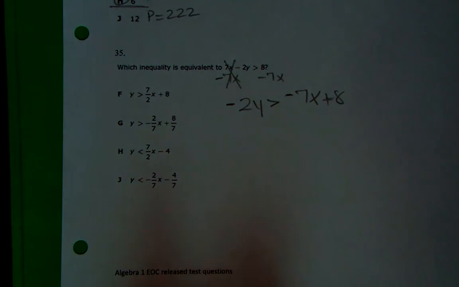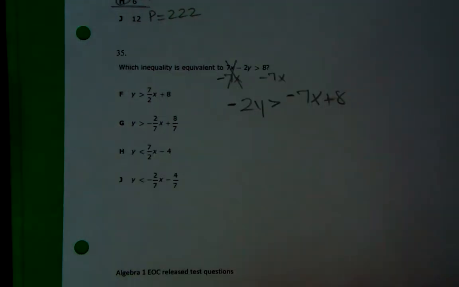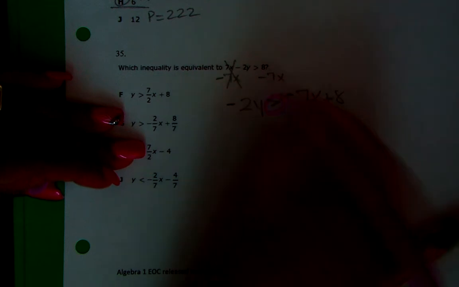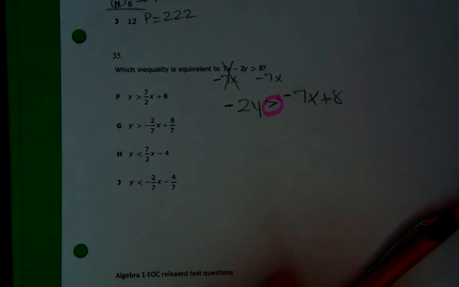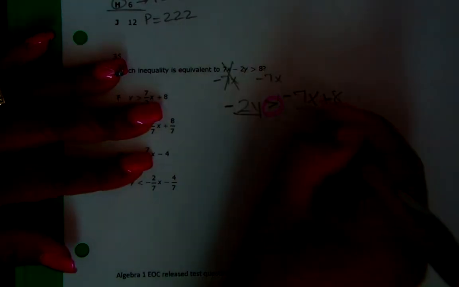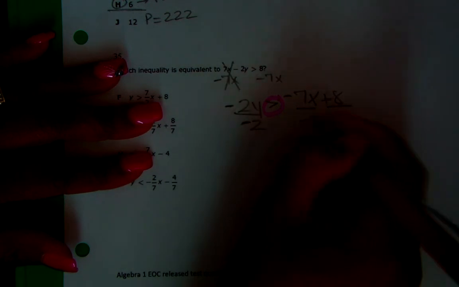So here we go. I'm dividing by a negative number. So alert, alert, alert. This changes, it switches. Alert, alert. Divide each term by negative 2.